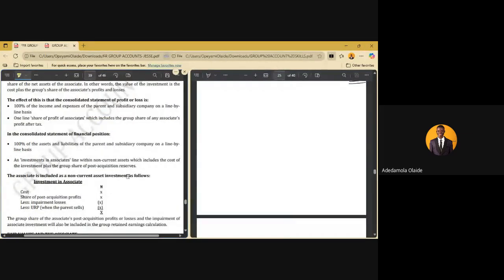In the consolidated statement of financial position, we don't consolidate the associate either. What we only show is the value of our investment in associate as we have calculated using the equity method. We just show it as a non-current asset.